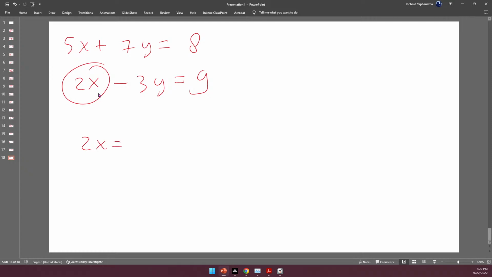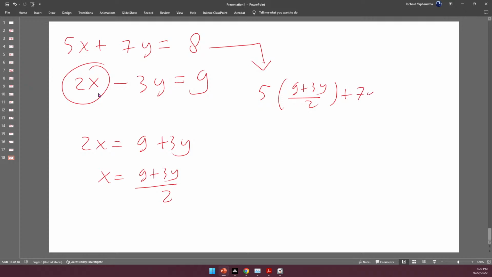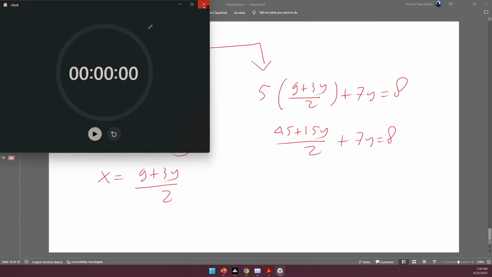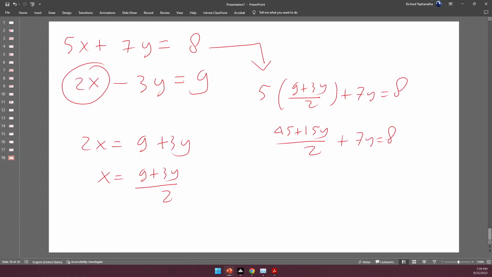It will be 2x equal to 9 plus 3y. So we will have x equal to 9 plus 3y divided by 2. Then substituting, it will be 45 plus 15y divided by 2, and then plus 7y equal to 8. If you want to get rid of the fraction, you can multiply all by 2.